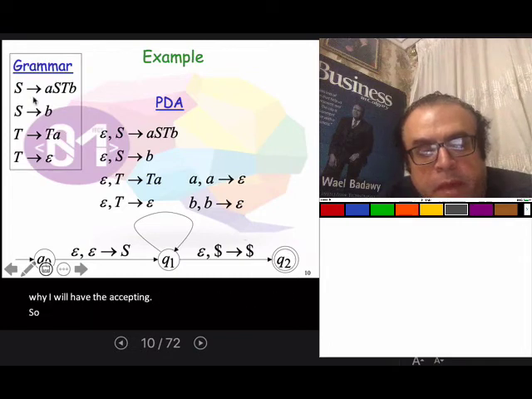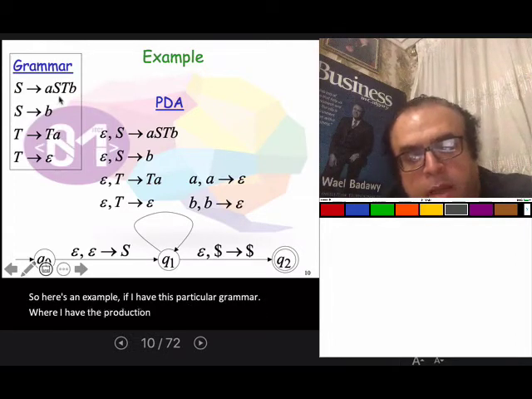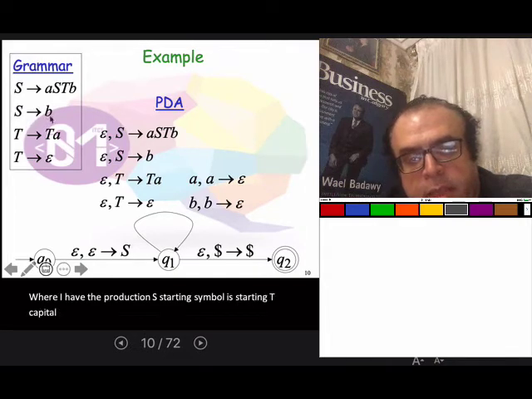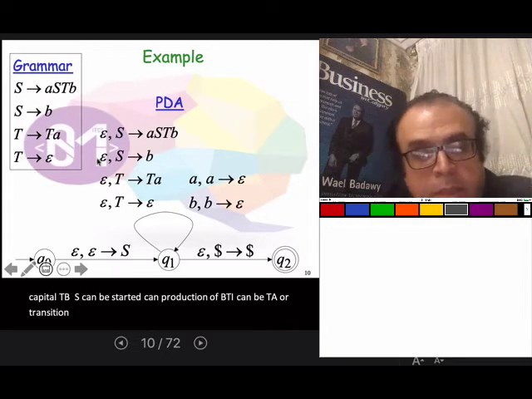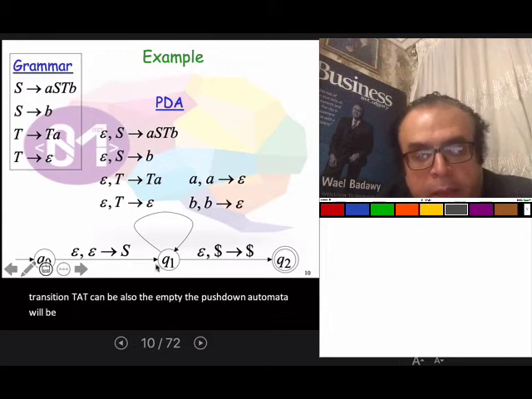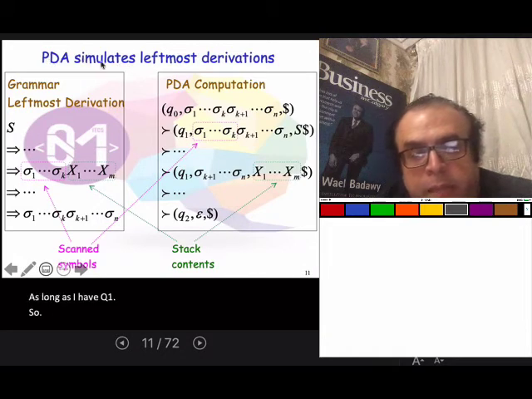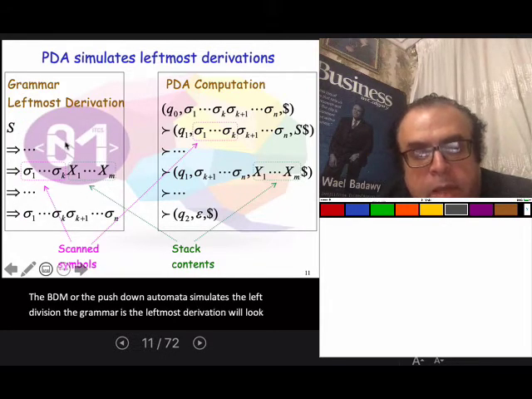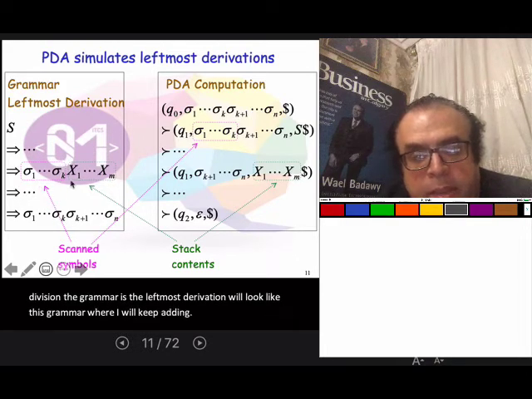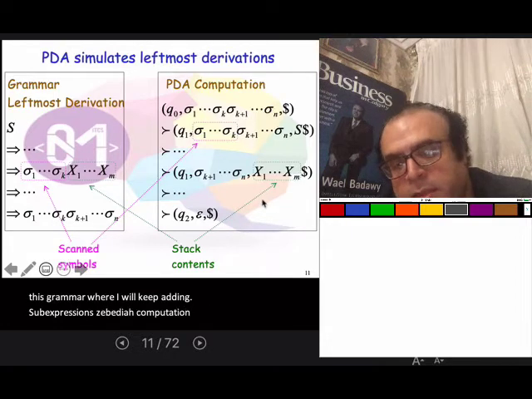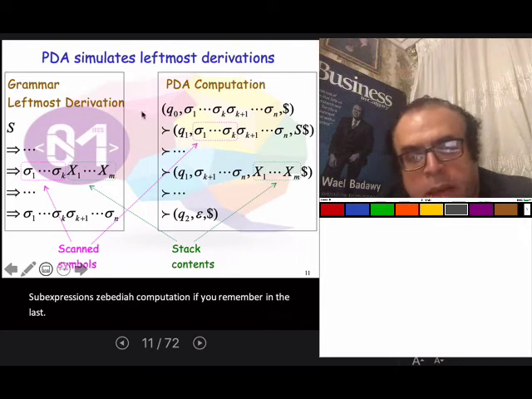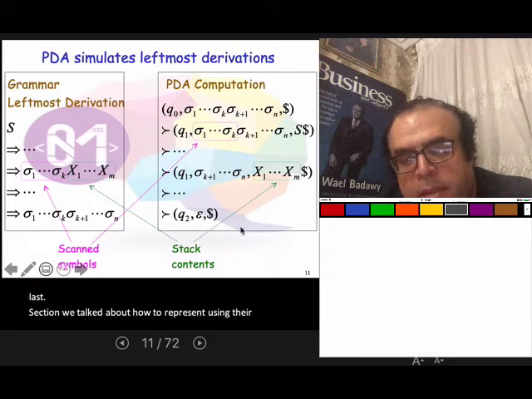So here's an example. I have this particular grammar where the starting symbol S produces A, capital T and B, and S can also produce B, T can be TA, and T can also be the empty. The push-down automata will be described in this way, and these will be the transitions between Q1 as long as I have Q1. So the PDA simulates the leftmost derivation. The grammar on the leftmost derivation will look like this, where I will keep adding sub-expressions. The PDA computation, if you remember in the last section, we talked about how to represent using the initial symbol, the input stream, and the stack content.